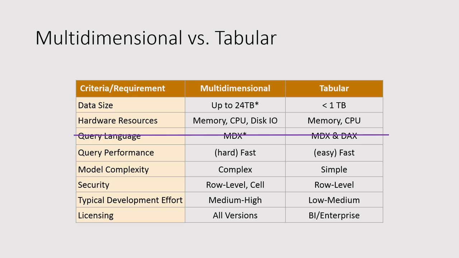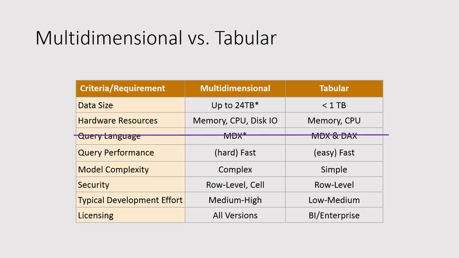And then the last two columns are multidimensional and tabular. So we'll start from the top, and data size. This is a pretty easy one. Tabular is mostly an in-memory model, so you're going to be very limited on your data size.